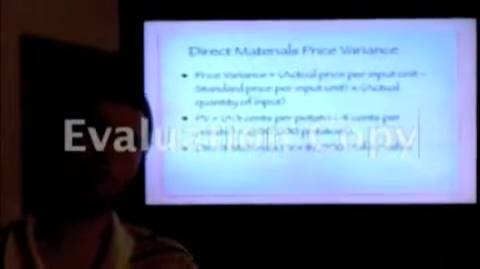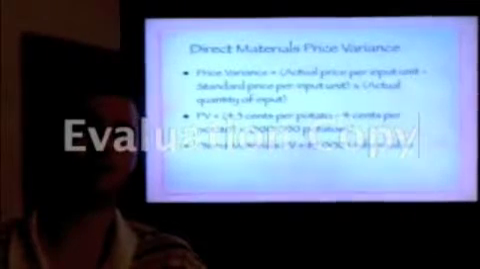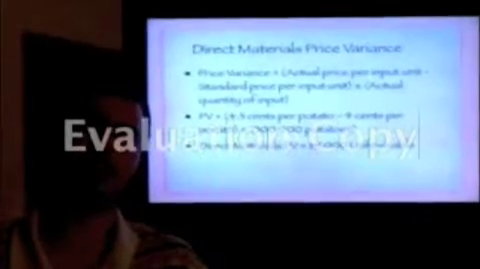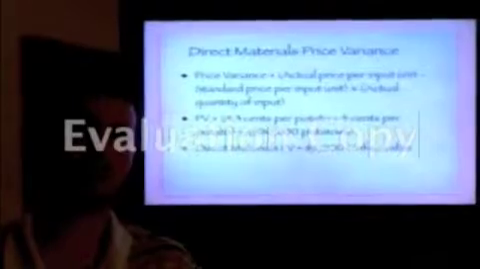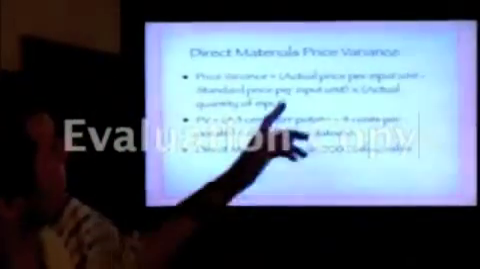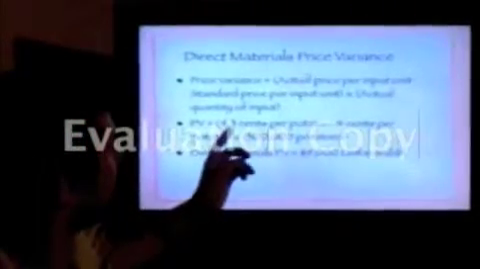Now that we have found the actual price per unit and standard price per unit, we can now find the direct materials price variance using the following equation. The equation is actual price per unit minus the standard price per unit times the actual quantity of input. So if they had 4.3 cents per potato minus 4 cents per potato times 300,000 potatoes, that would give them an unfavorable price variance of $9,000.